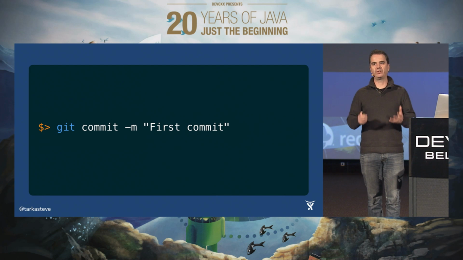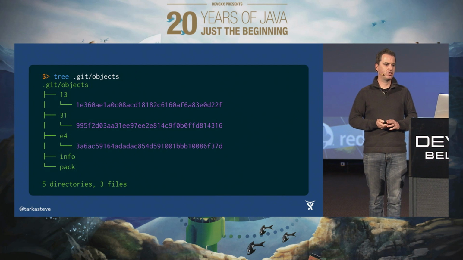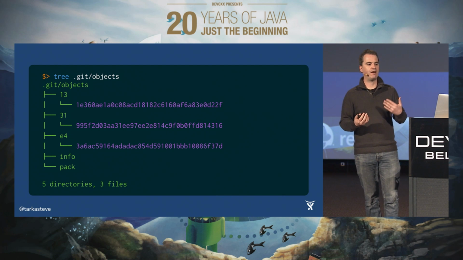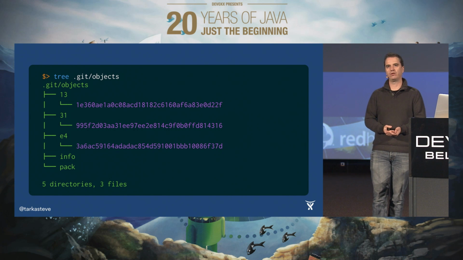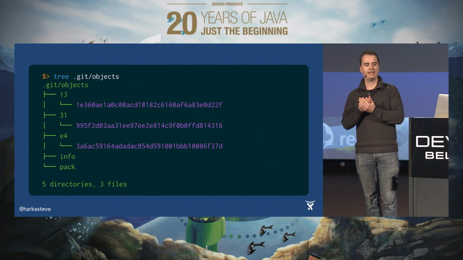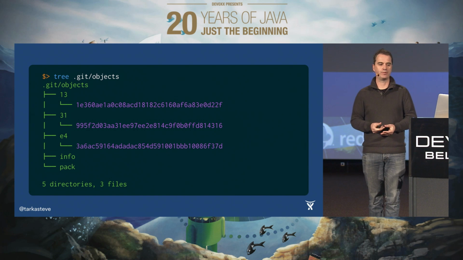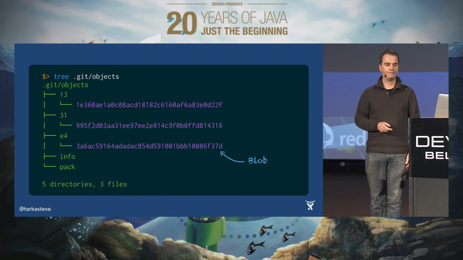So let's have a look at that object tree again. Now there are 3 objects. I talked about there being 3 fundamental object types in Git. These are the 3 object types. One is the blob.